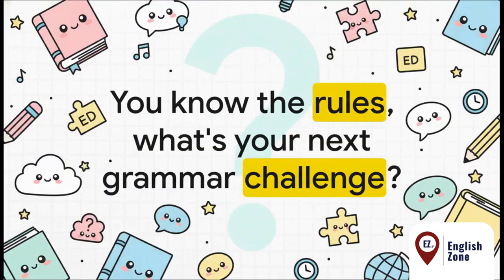And there you have it. The spelling rules for the simple past completely demystified. See? It's all about just recognizing these few simple patterns. So now that you have this toolkit in hand, what part of the big English language puzzle are you ready to solve next?